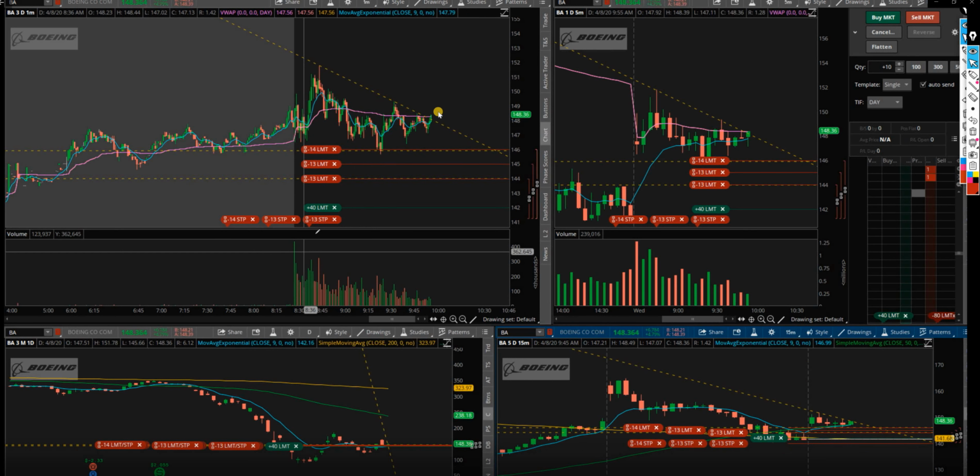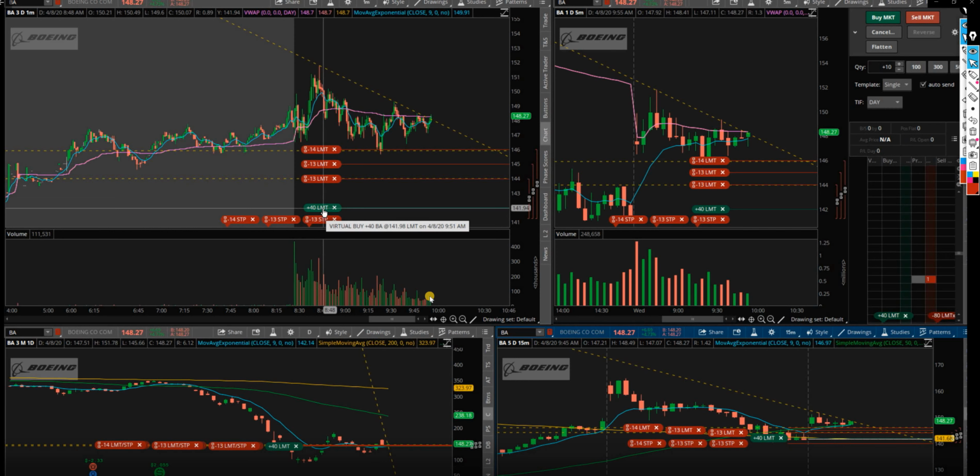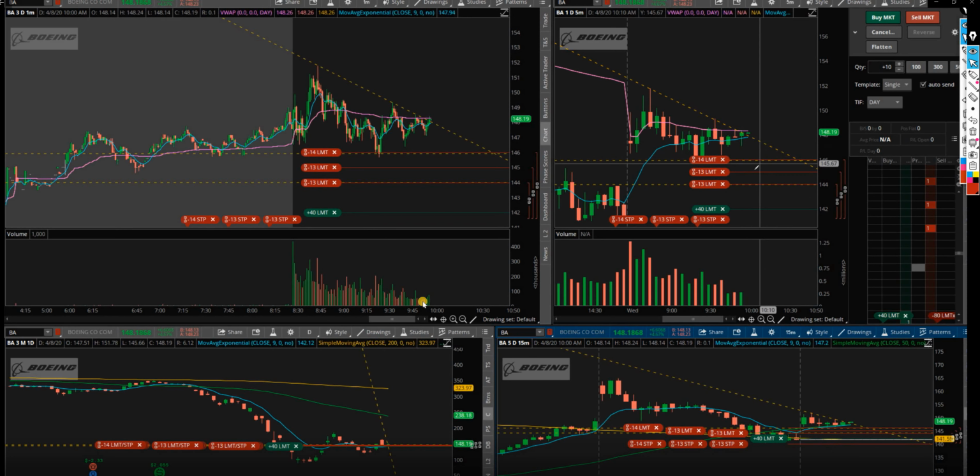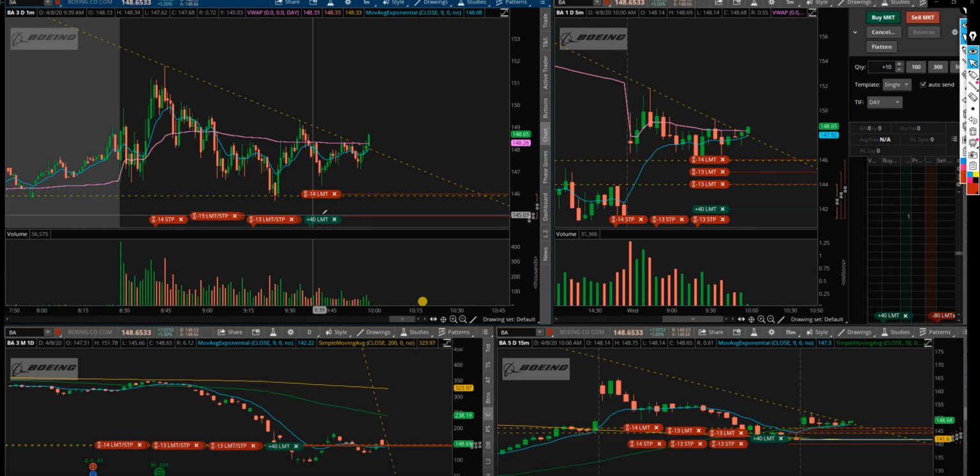As soon as it starts to break, I want to see the volume increasing as well, which means more buyers are stepping up. All right, and you can see the volume bars are getting bigger than the previous volume bars. So now it looks like it's about to break. All right, so now it's breaking.